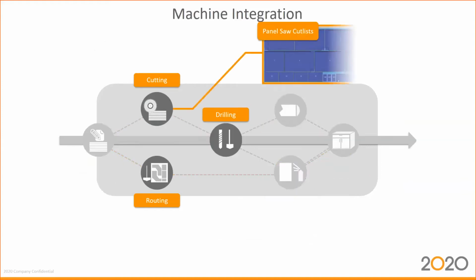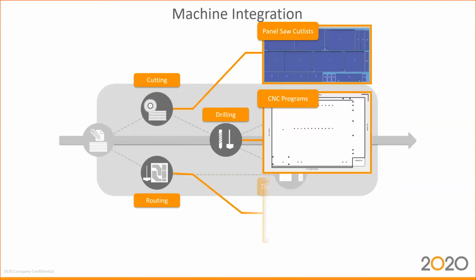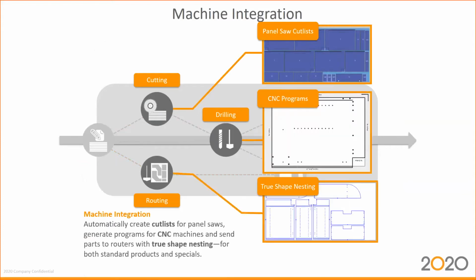The machine integration, which we're doing here, is basically everything available on the market with a panel saw optimizer. We have a nested base router optimizer, also for true shape nesting, so if you have curved parts. And we have generating the final CNC code as well for these regular point-to-point machines.